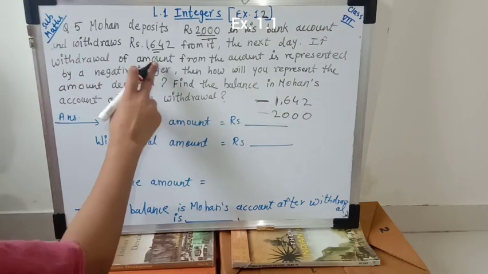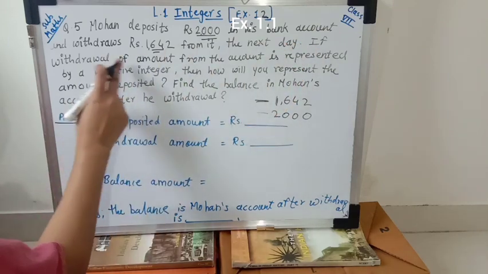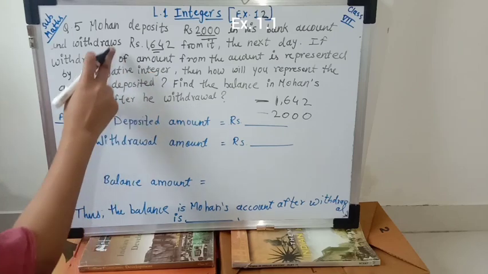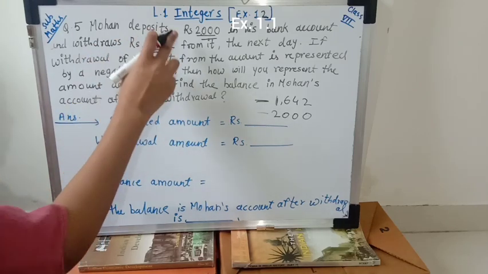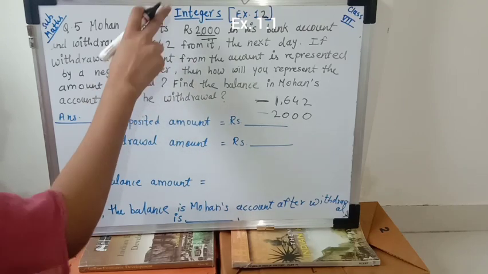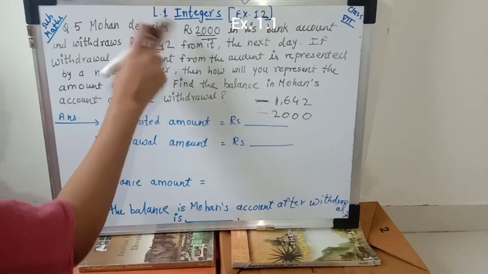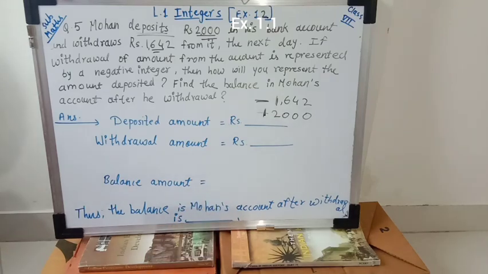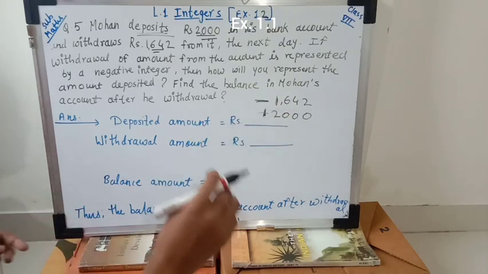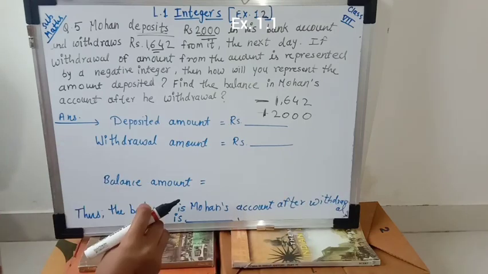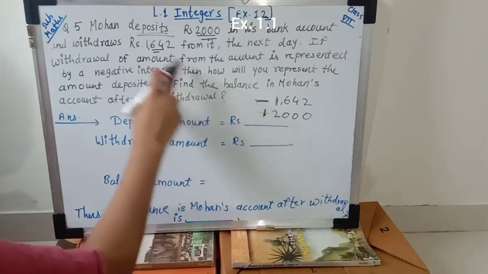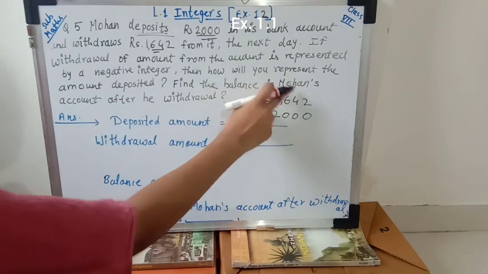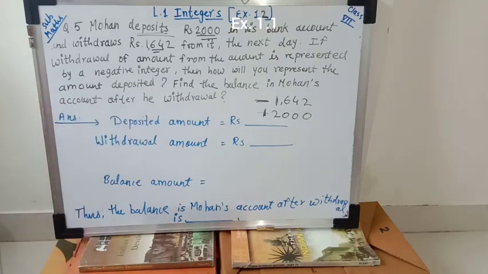So the answer to this question: if withdrawal of an amount from the account is represented by a negative integer, the withdrawal amount is 1642. If we consider this a negative integer, the positive integer is the deposit amount, and that is 2000 rupees. Now we have to find out how much is left over in Mohan's account after withdrawing this money from the 2000. So let's find it out.